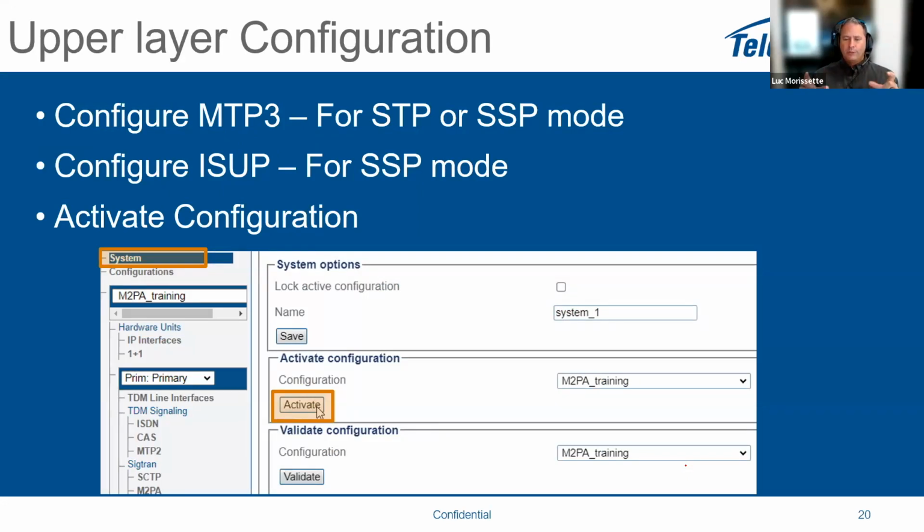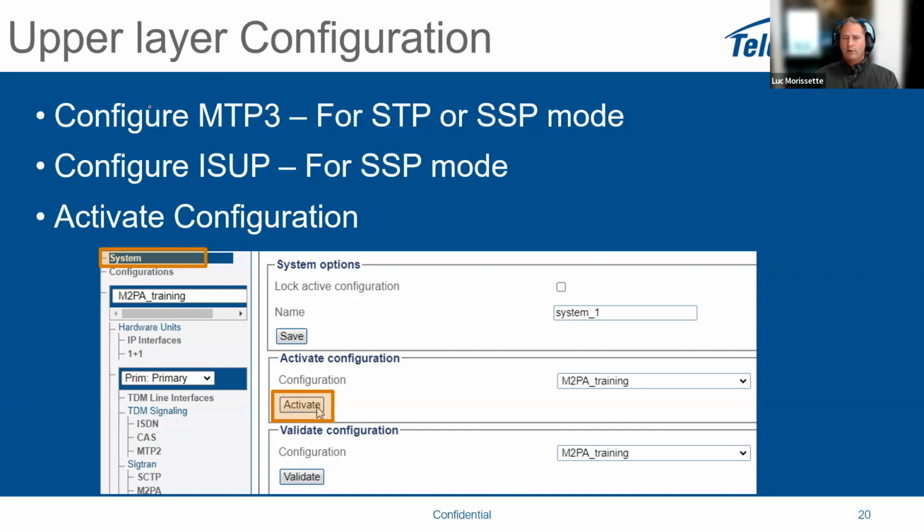Once you've configured M2PA, well, it doesn't work by itself. So you need to configure the higher layer protocols, but it depends on which mode you want to use. Right? So for example, if you want to use STP mode, you need to configure MTP3. But if you want to use SSP mode, you need to configure MTP3 and ISUP. Okay? I'm not showing this part here because this is specifically for M2PA. There will be other presentations showing these upper layers.